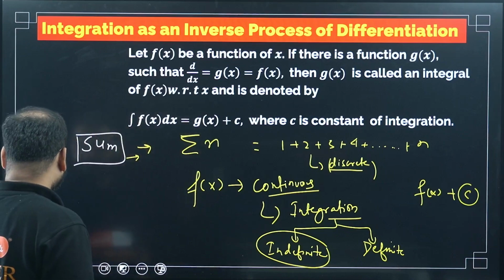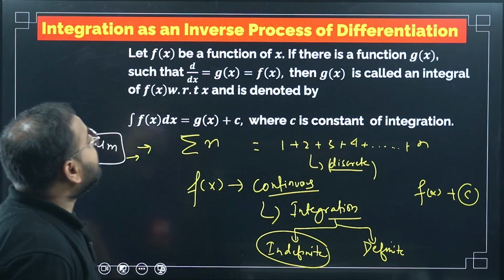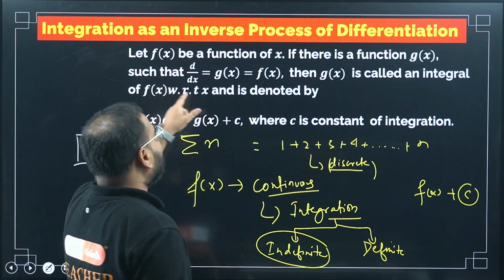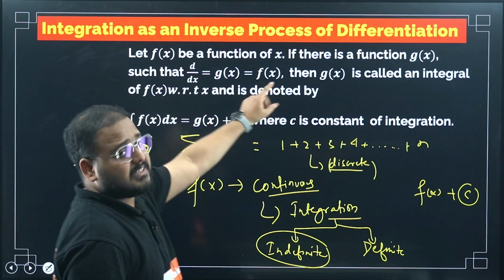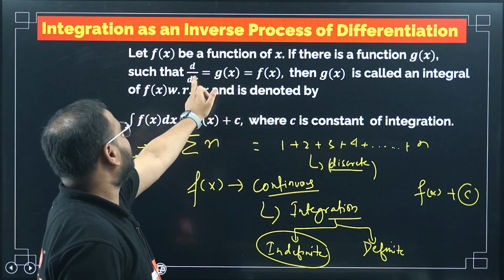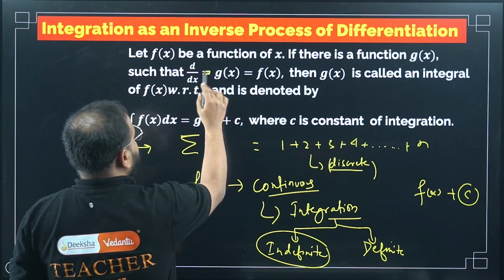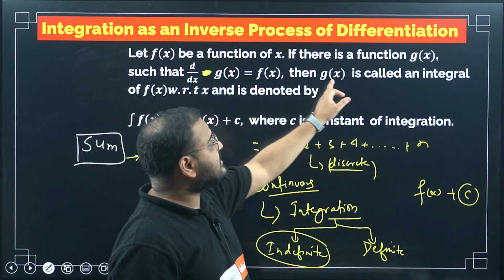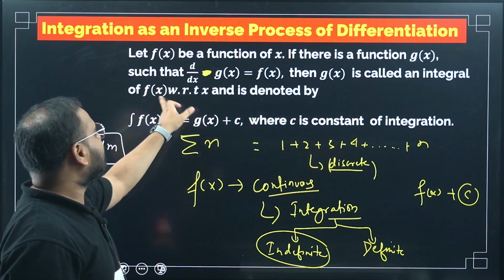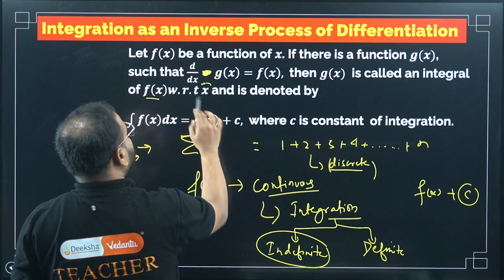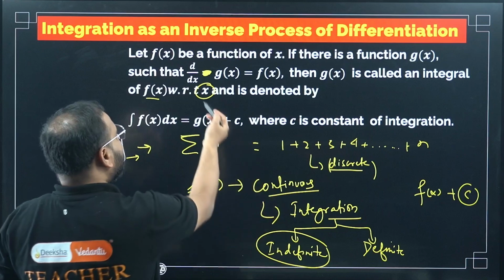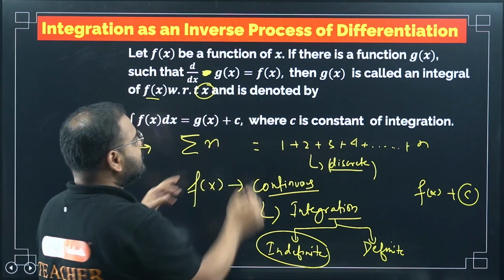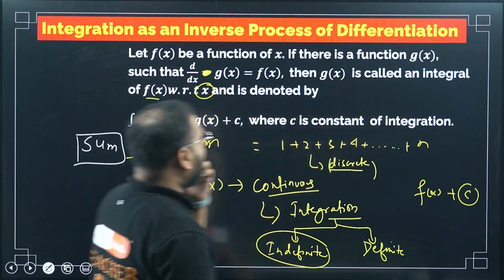Let me read this statement. What is given there? Let f(x) be a function of x. If there is a function g(x) such that the differentiation of g(x) is f(x), means if I differentiate g(x), I reach f(x), then g(x) is called the integral of f(x) with respect to x. So the variable is very important. x is the variable of integration, and this is my original function g(x). Then I can call g(x) the integral of f(x).